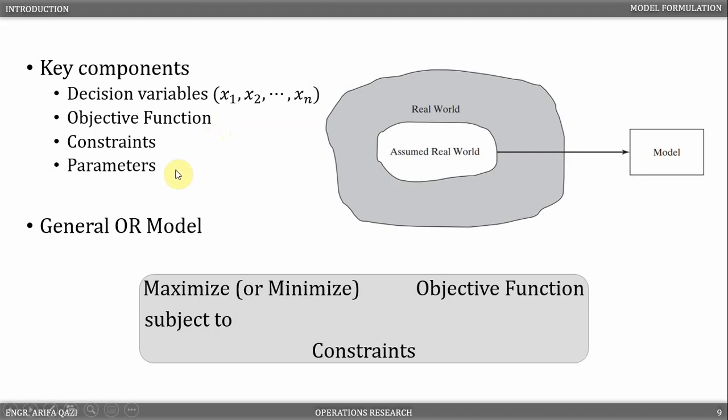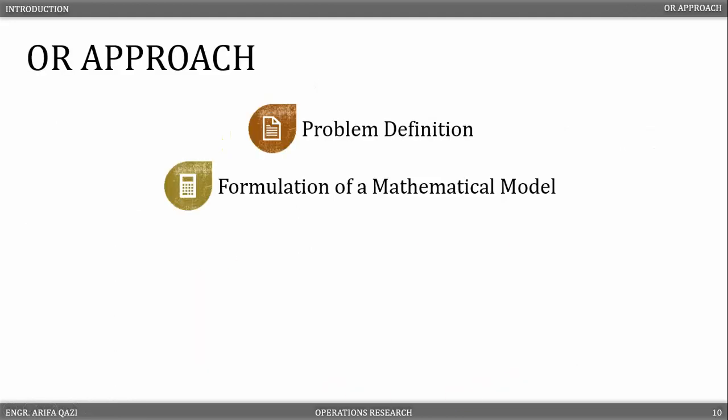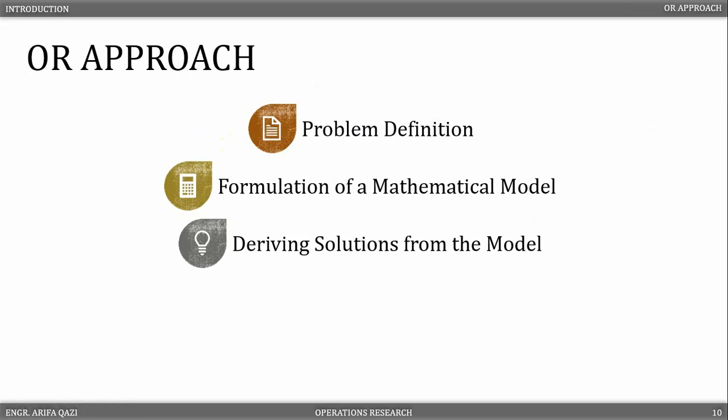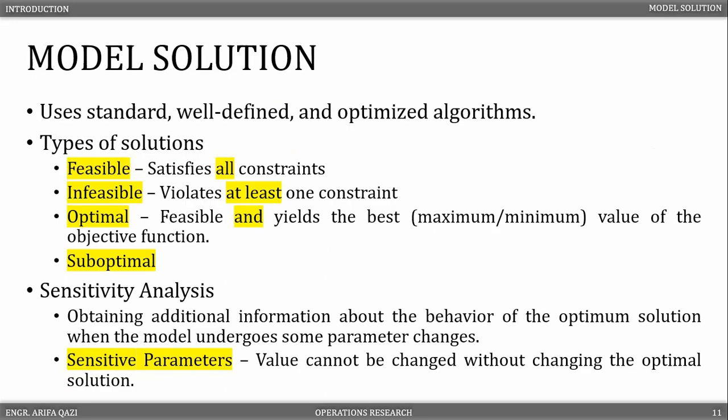And finally, parameters. These are the coefficients of the objective functions and the constraints. These are generally approximated based on the data available regarding the system. Finally, a general OR model is written as shown here in this block. Once a suitably defined model is available, we move on to determine a solution for it in the third phase of the operations research approach.